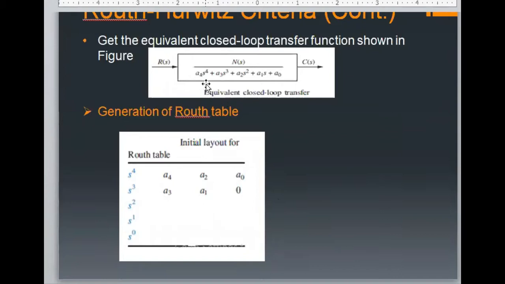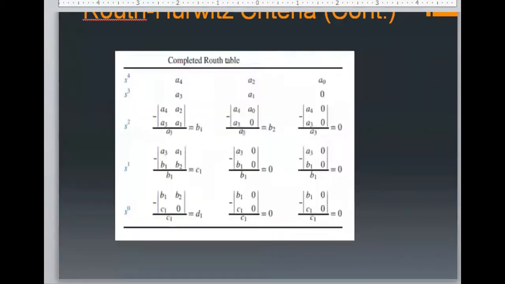Again, you just look for the highest value of S, start from there all the way down to S0. Then the first two rows you create from the denominator polynomial. Like in this case, A4, A2, and A0, and A3 and A1, you just take these values from the polynomial. If any term is missing, you can just put 0 over there.